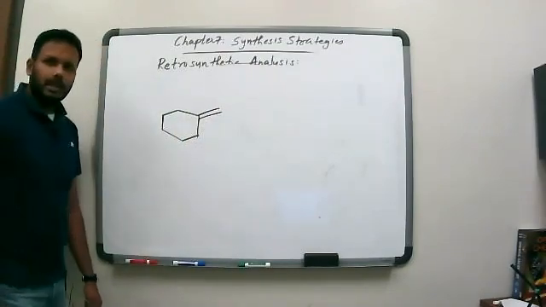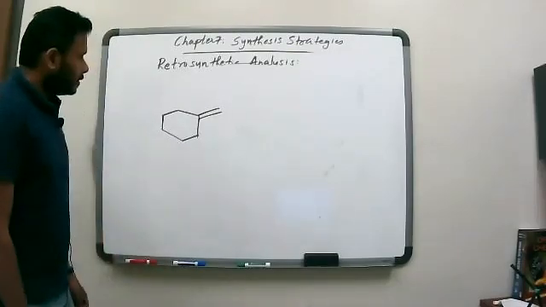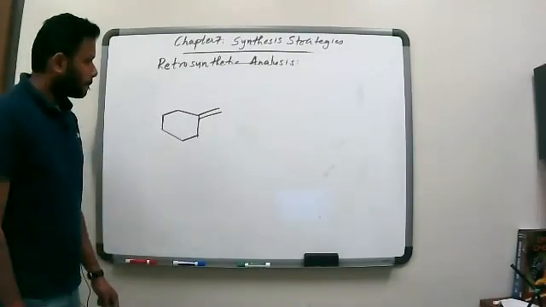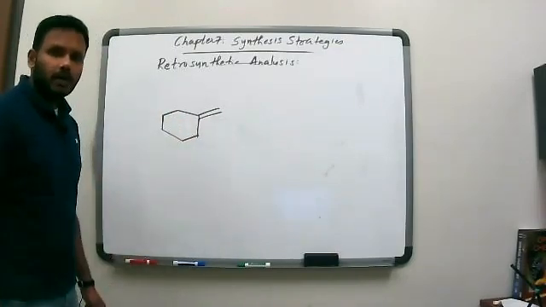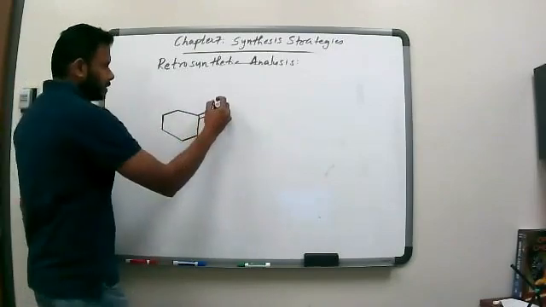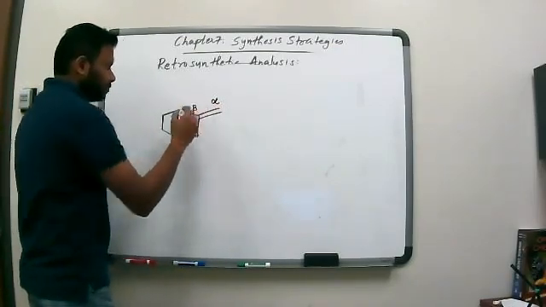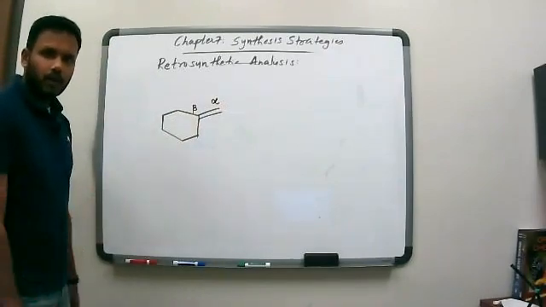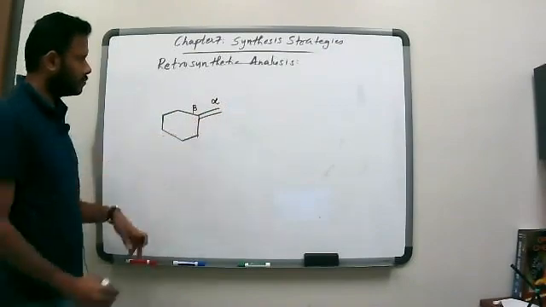Let's say we want this alkene now. That's the alkene that we want. For this alkene, again, the double bond is formed between the alpha and the beta carbon. So let's say this is alpha and this is beta. That's one of the analyses that we've done: this is alpha, that's beta.